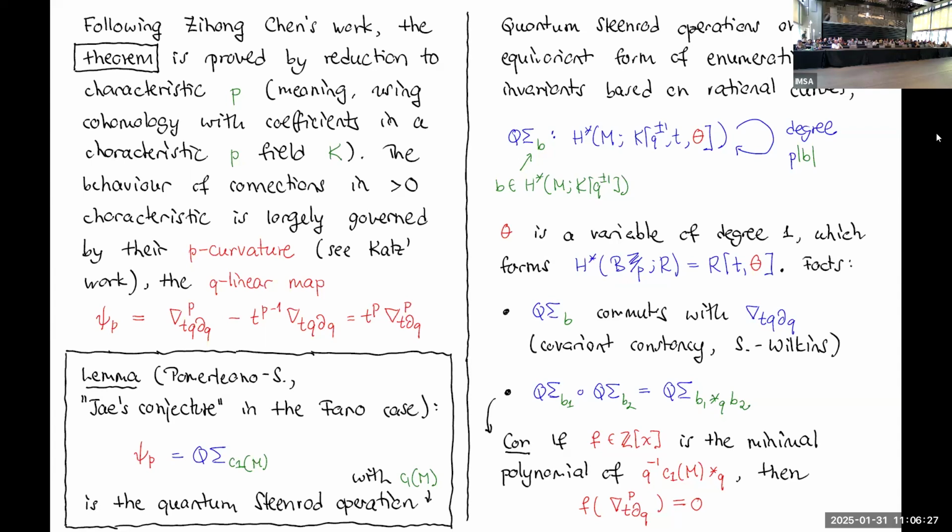The thing about the P curvature is that when you look at this P-th power, it looks like an order P differential operator, but in fact everything cancels out and it's actually an endomorphism with no derivatives. So here on the right-hand side, this quantum Steenrod endomorphism a priori has no derivatives.